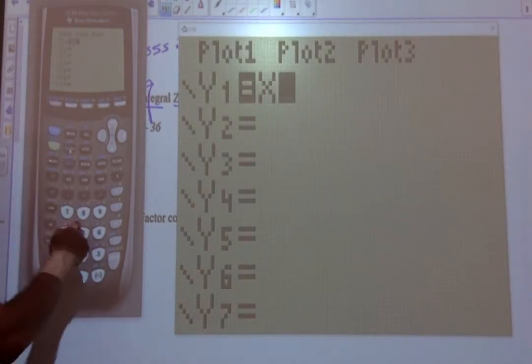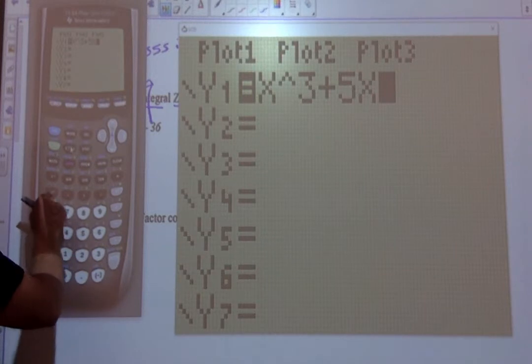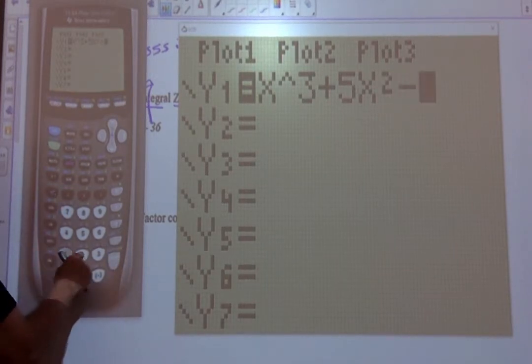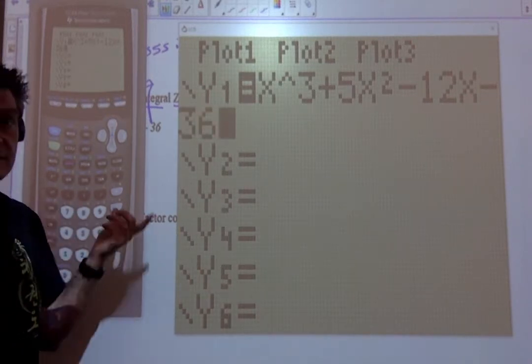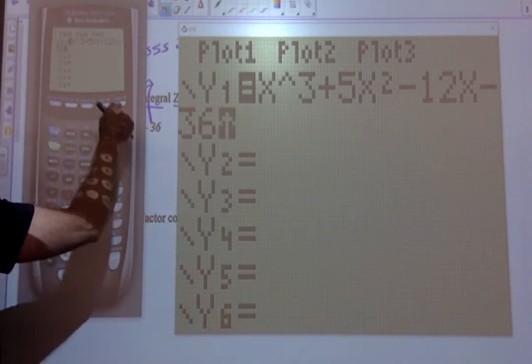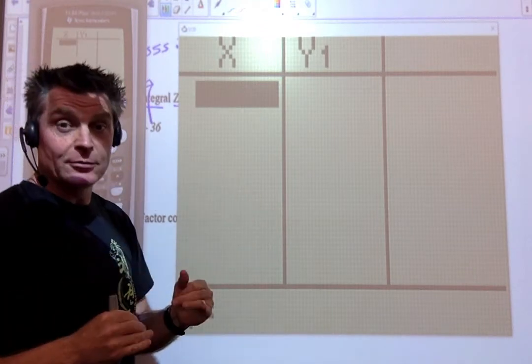So x cubed, x to the 3, plus 5x squared, minus 12x, and also minus 36, okay? That's what I'm going to plug in. Remember, if I go to second trace, if I go to my table, now if I've got it set up the right way, I can plug in any number I want.